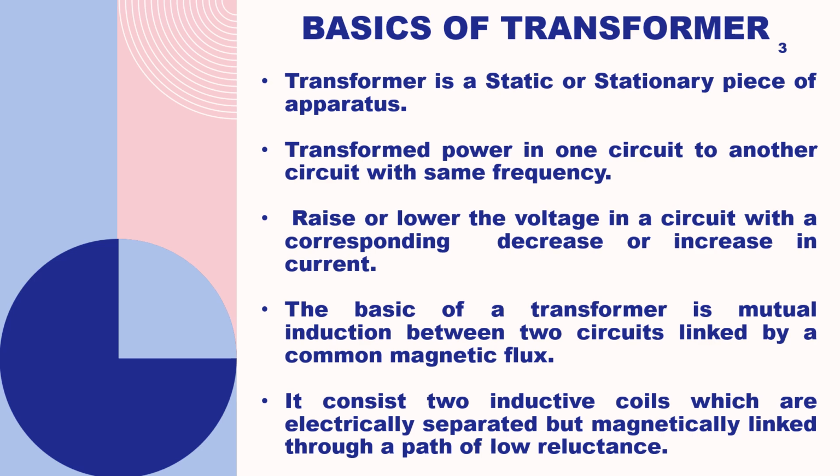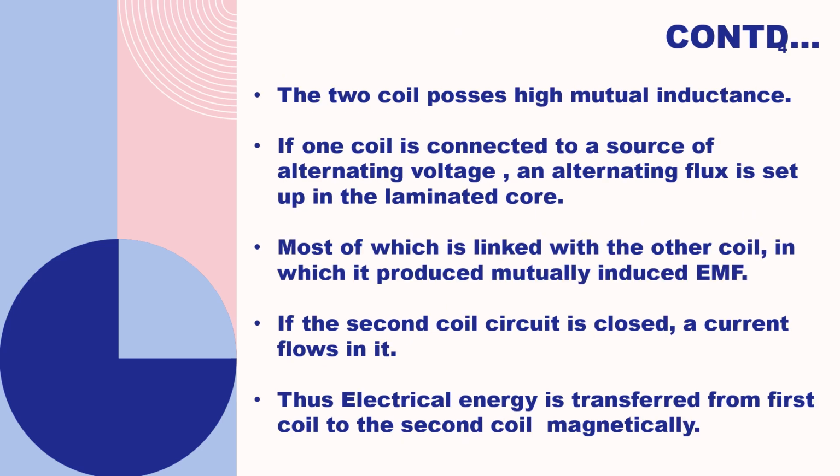The basic of a transformer is a mutual induction between two circuits linked by common flux. It consists of two inductive coils which are electrically separated but magnetically linked through a path of low reluctance. The two coils possess high mutual inductance.